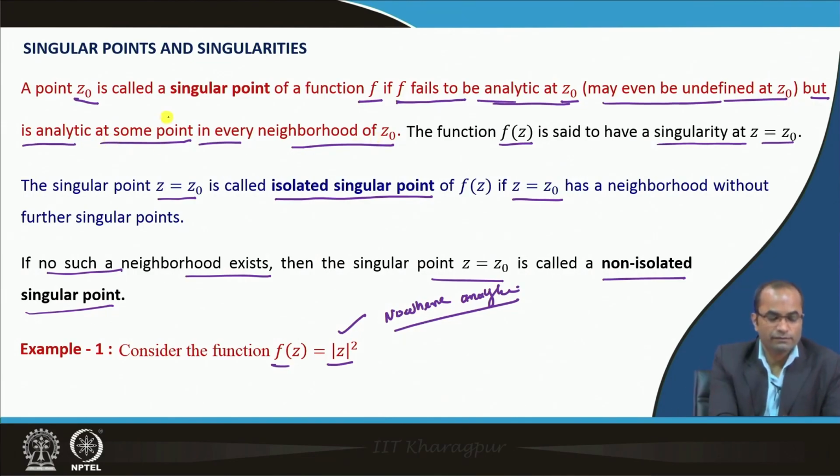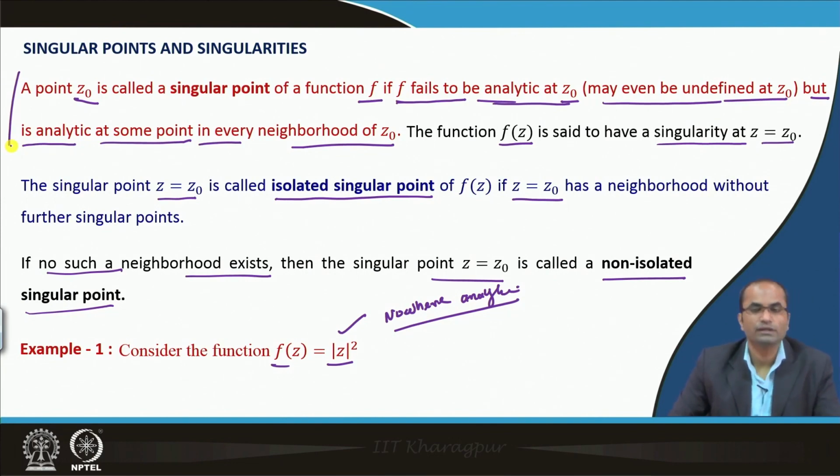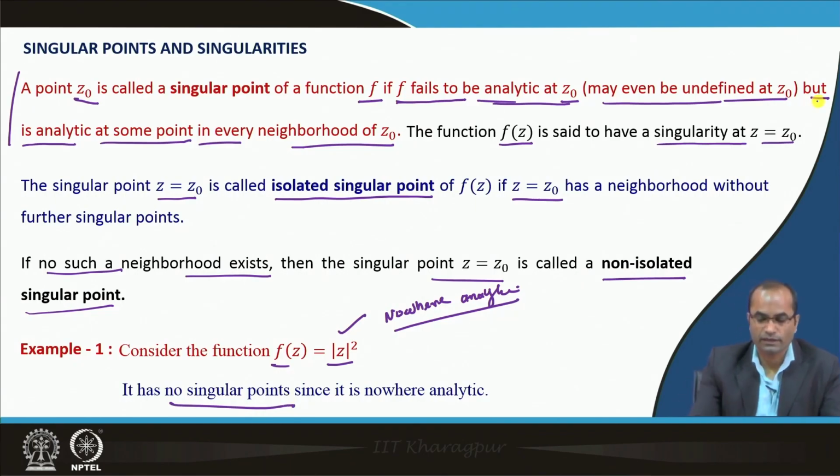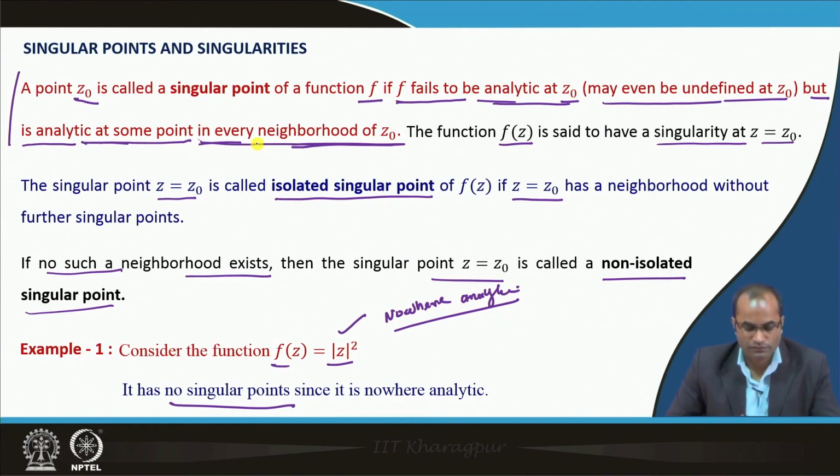and therefore we do not have a neighborhood where the function is analytic at some point. According to the definition, there is no singular point for this function, though at every point it is not analytic. So it has no singular point since it is nowhere analytic. The second part of the definition is not satisfied, that the function is analytic at some point in every neighborhood of z0. This is not possible here because the function is nowhere analytic.